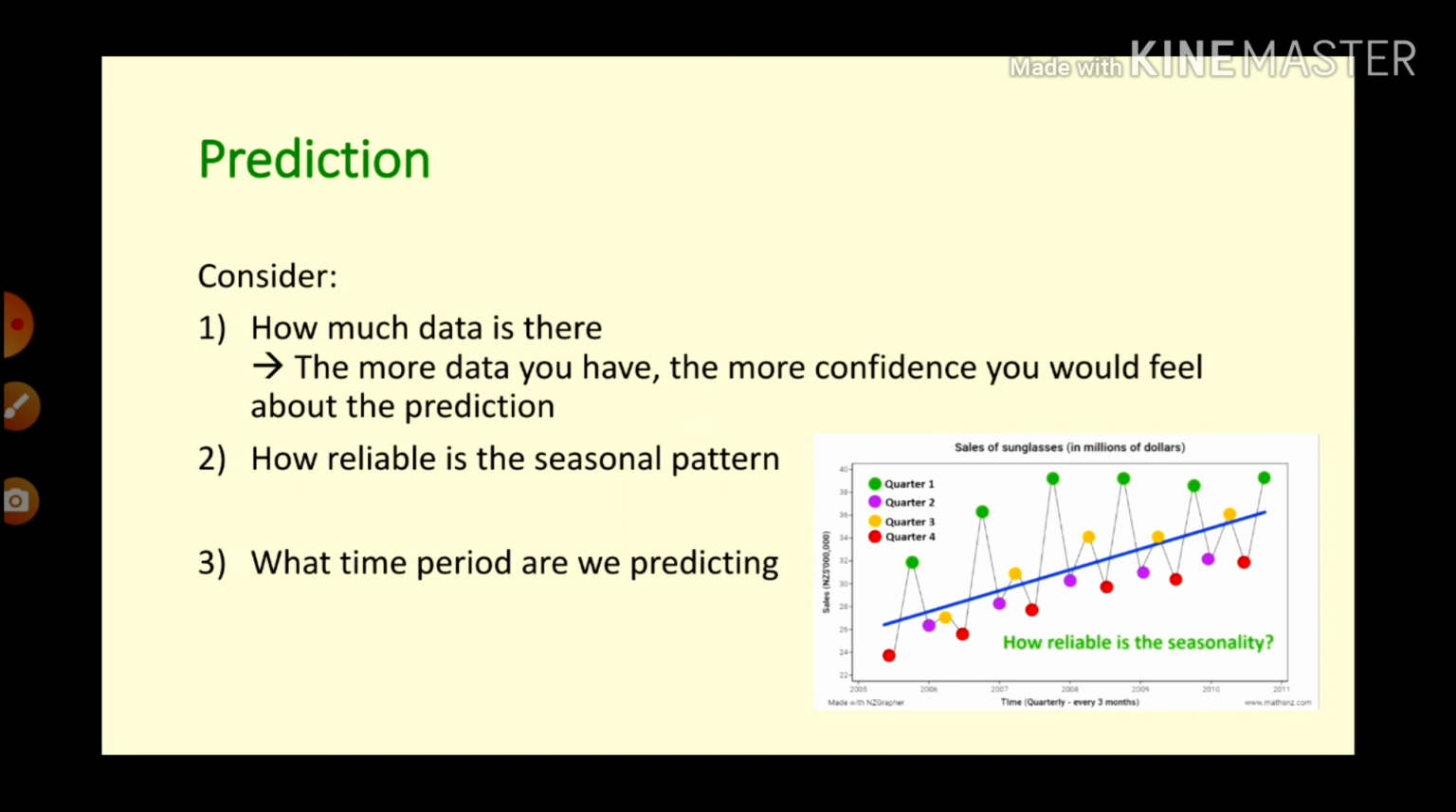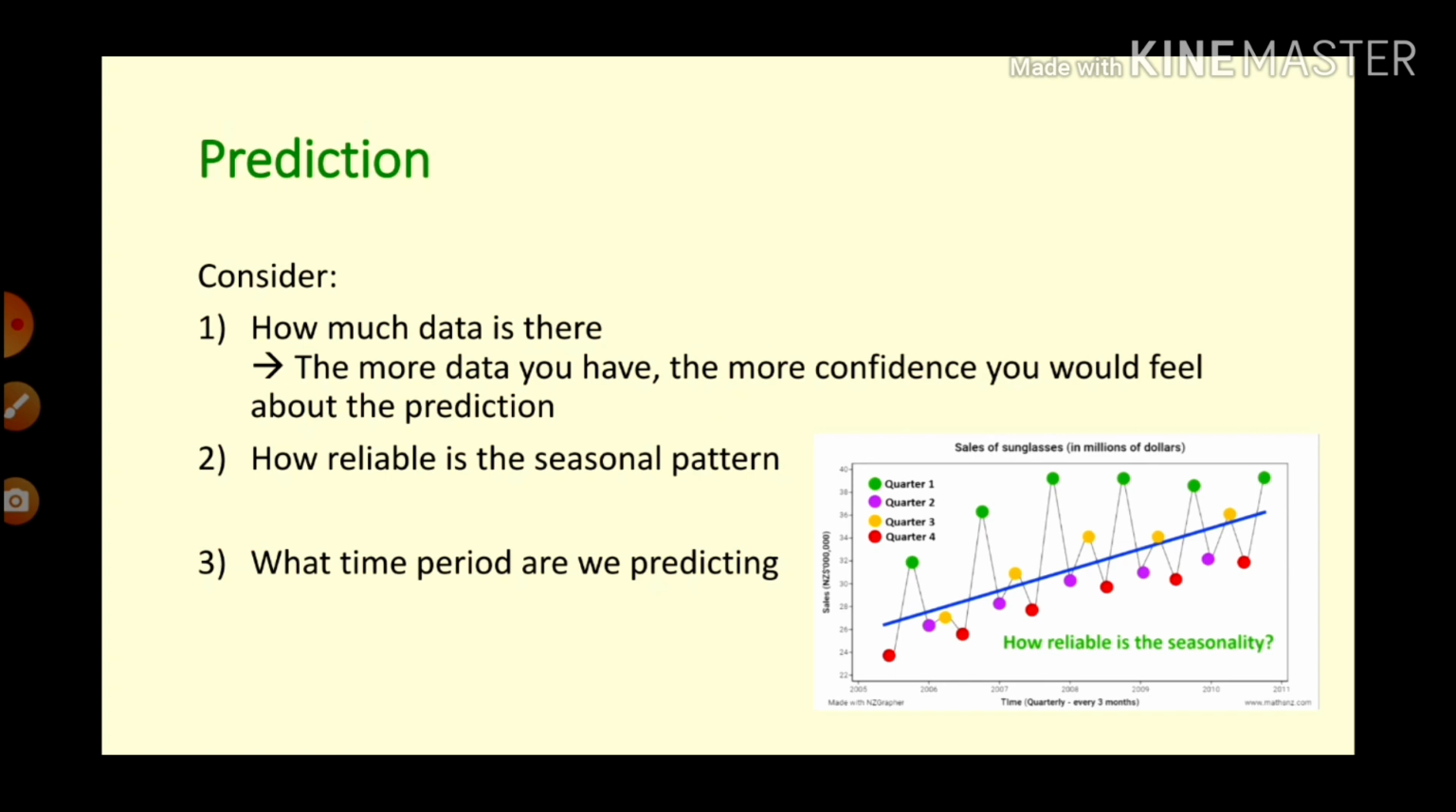How much data there is. Okay, so remember the previous question, it only had 4 years of data. Okay, the more data you have, the more confident you feel about the prediction. So if you only have like 2 years compared to like 20 years of data, which one would you prefer? Obviously 20 years of data, right? The more data you have, the more confidence you'll get.